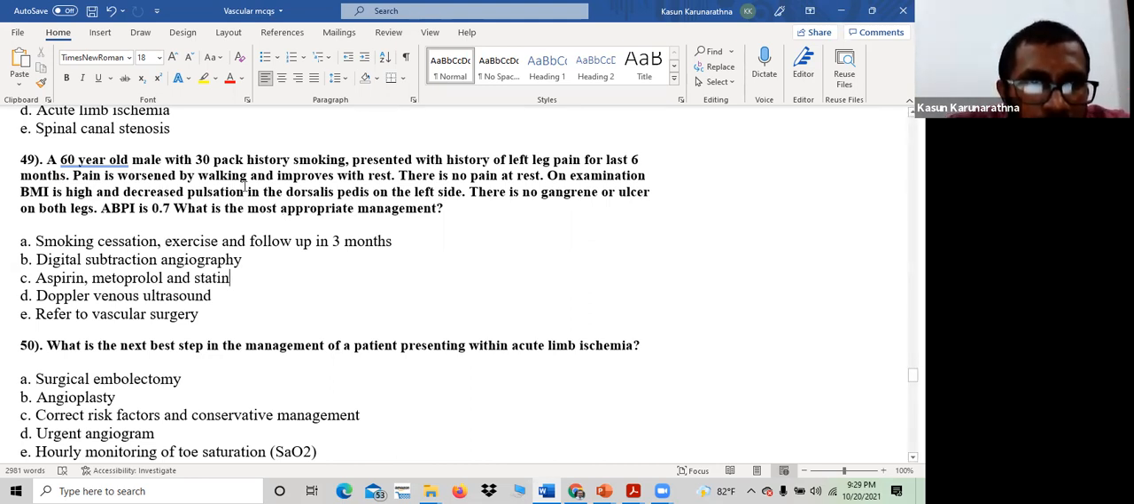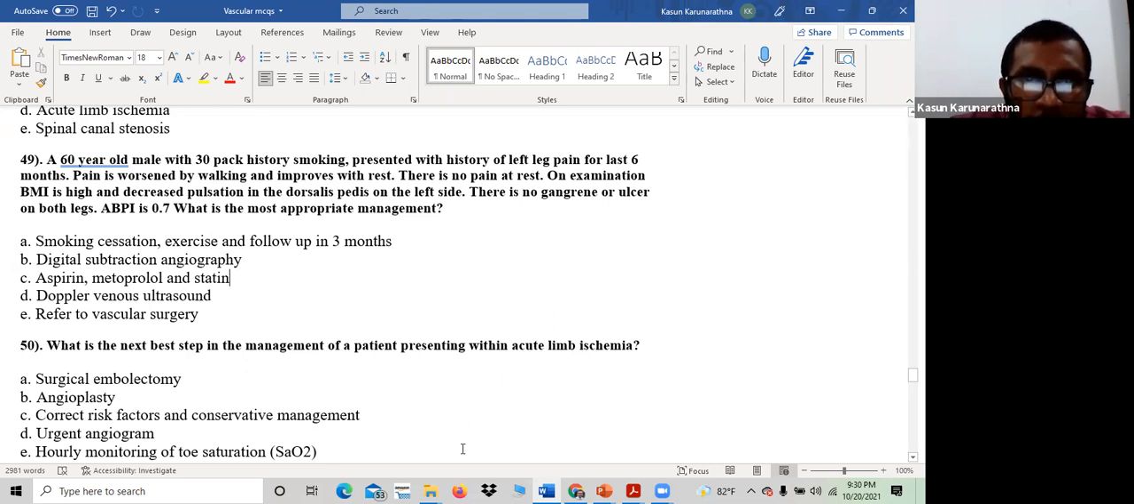They might say low volume pulsation in dorsalis pedis on the left side. There is no gangrene or ulcer on both legs. Ankle brachial pressure index is 0.7. What is the most appropriate management?